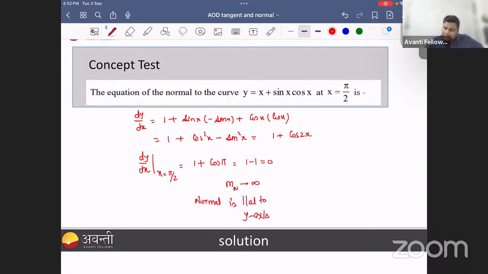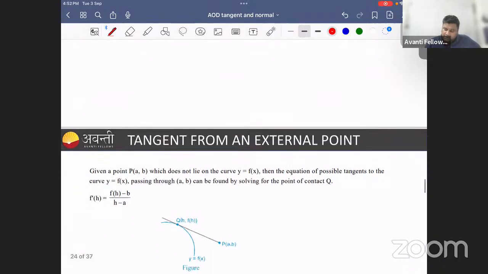Got it? Now, while x equals pi by 2, y is also pi by 2. This is the point on the curve, pi by 2 comma pi by 2. Now, equation of this line, which is parallel to y-axis, is what? Y equals pi by 2. Sorry, x equals pi by 2. This is the equation of normal at this point. Got it? This is a simple question, undoubtedly.